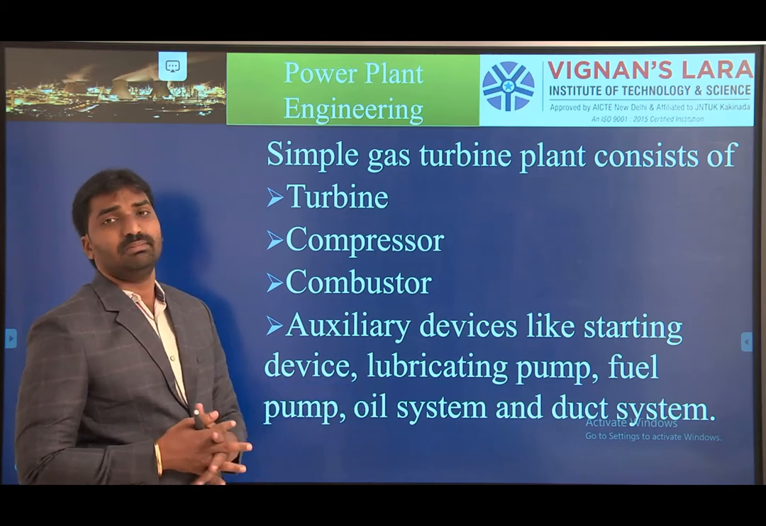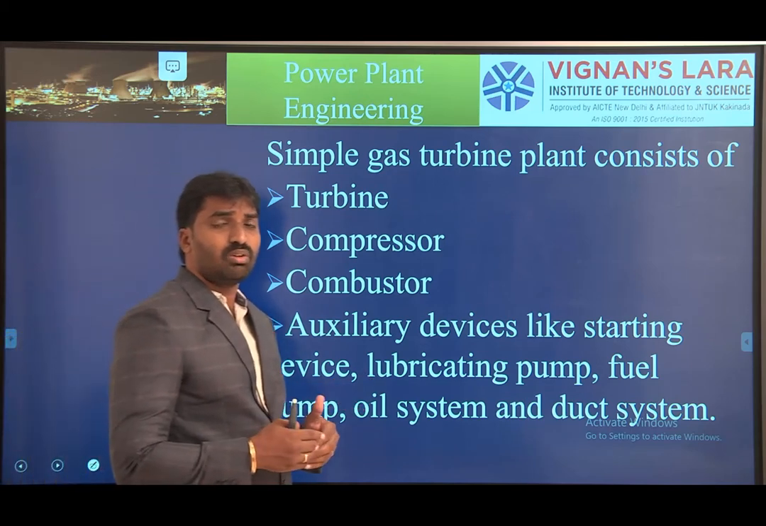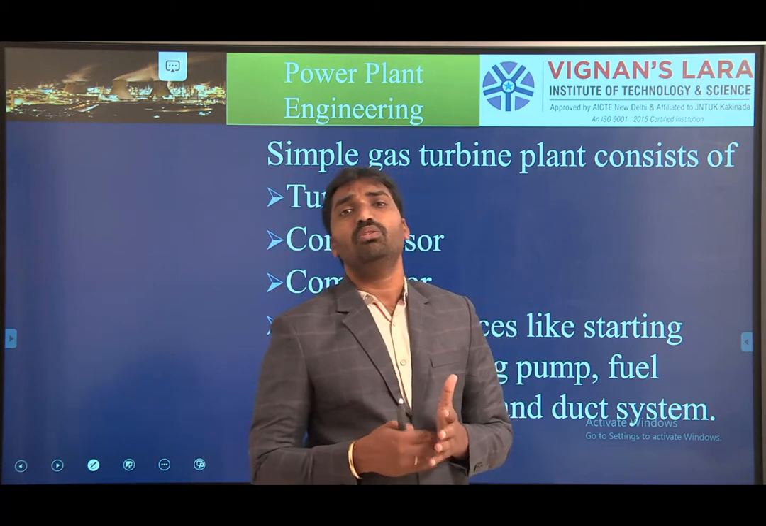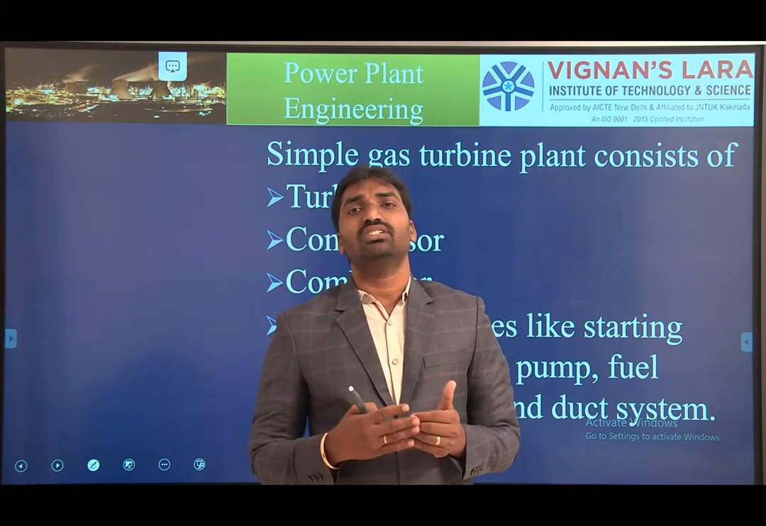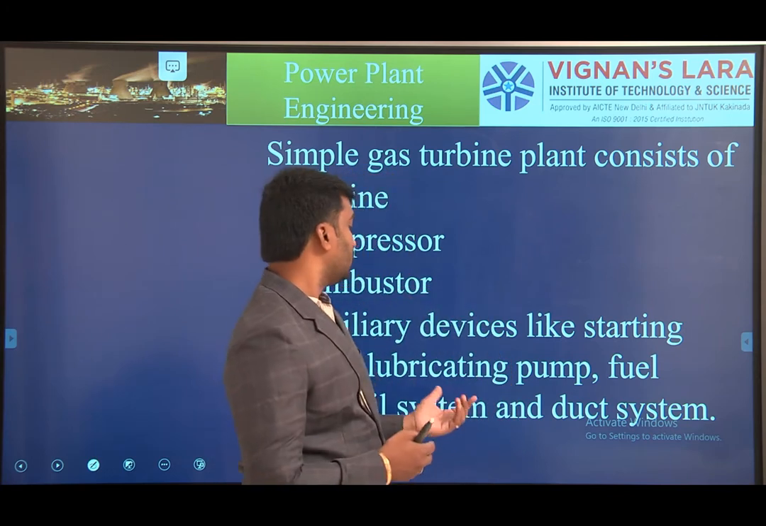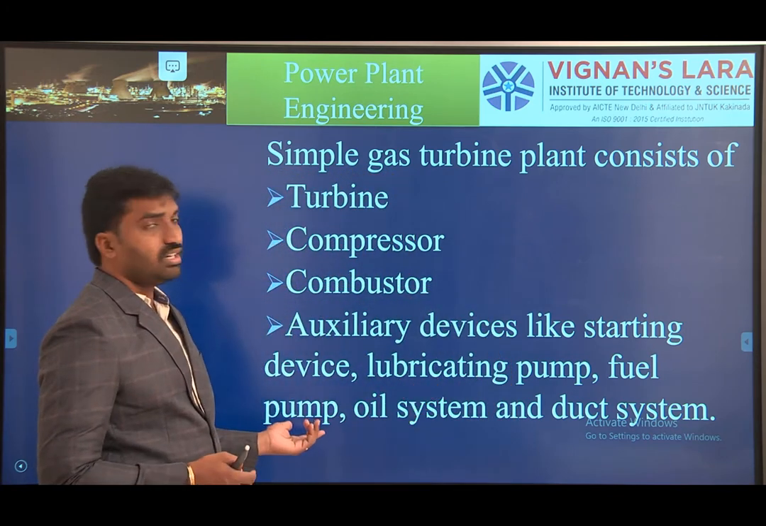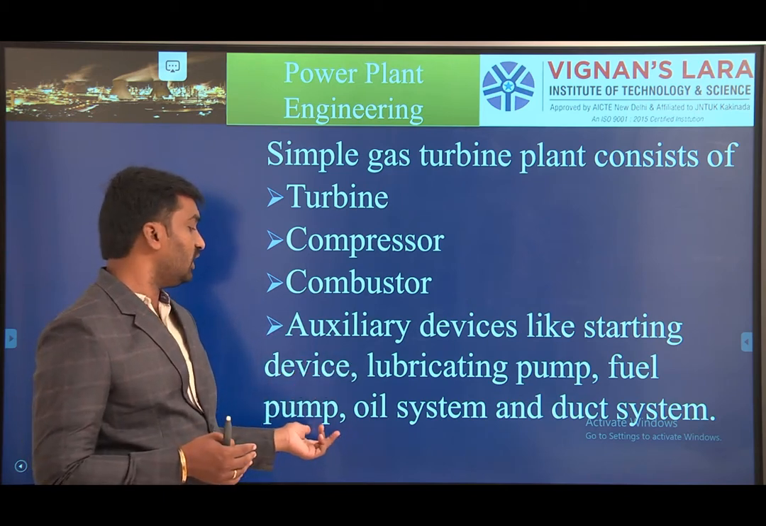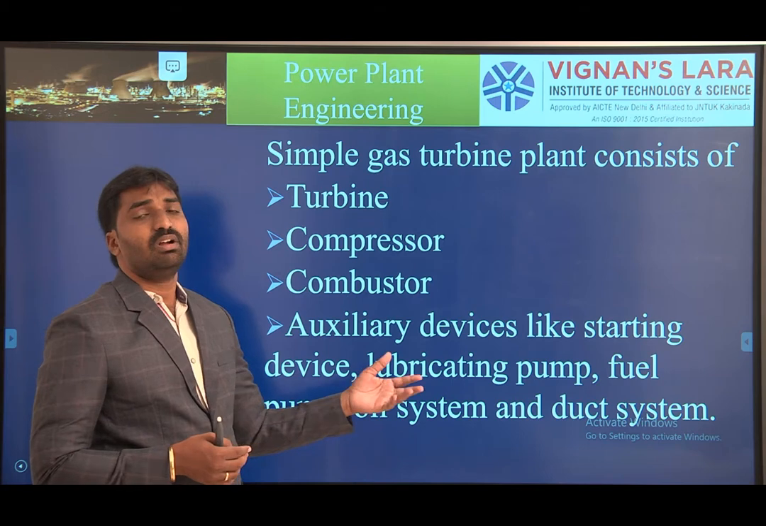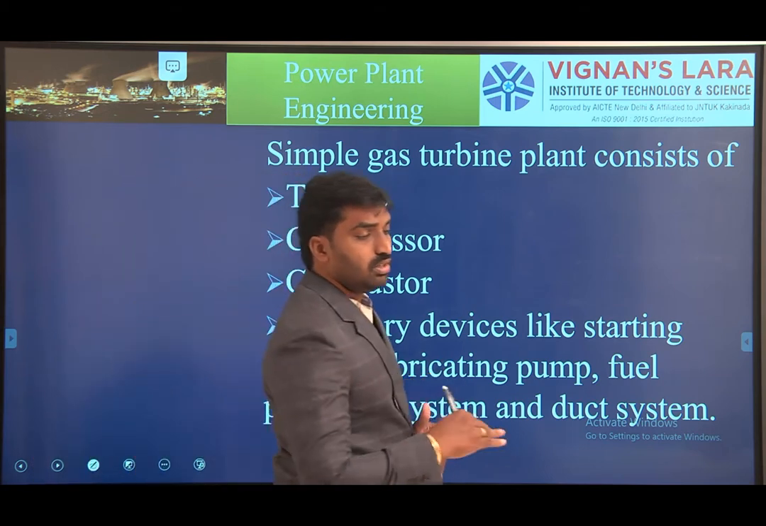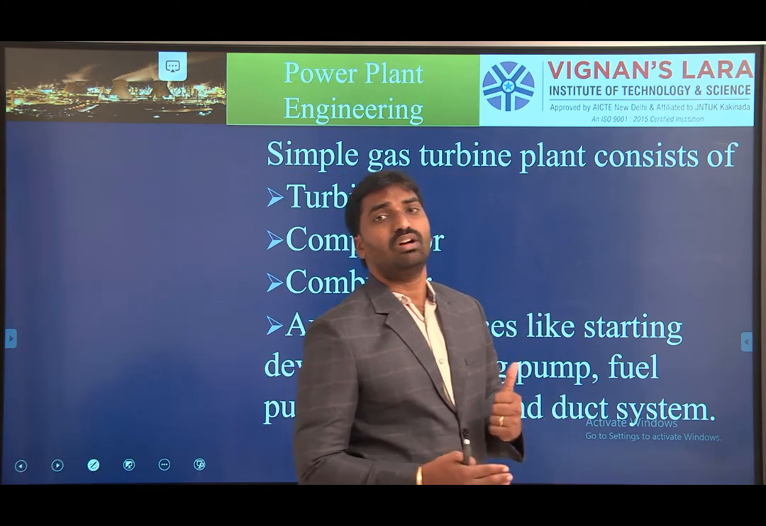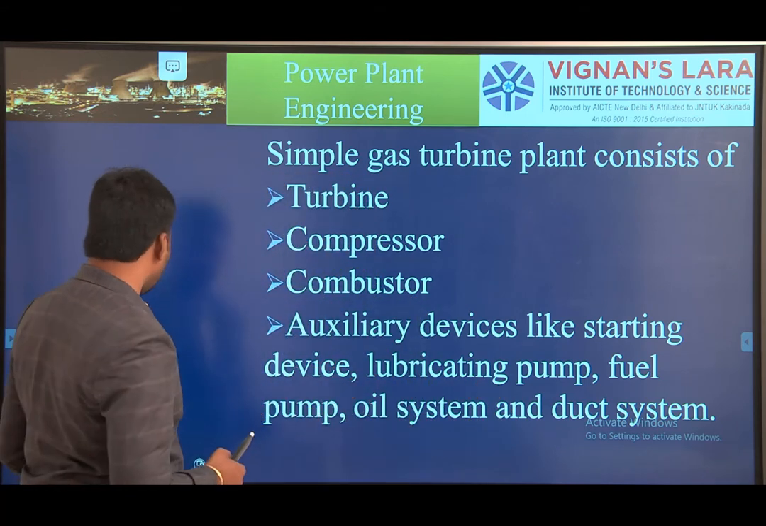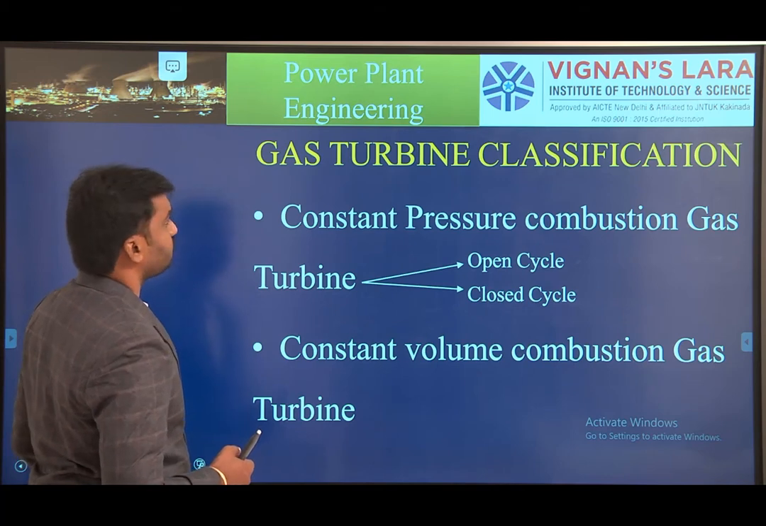For the starting device, we need to utilize the starting motor for starting a gas turbine power plant. And the lubricating system: here the working component is the compressor, so we also need to fill in the lubrication oil, otherwise it causes wear and tear. That's why we are using the lubricating pump. And the fuel pump: we need to inject the fuel into the combustion chamber, that's why we need the fuel pump. And the oil system and the duct system are also required for moving the exhaust gases out from the combustion chamber. Okay. So these are the important components of a gas turbine power plant.